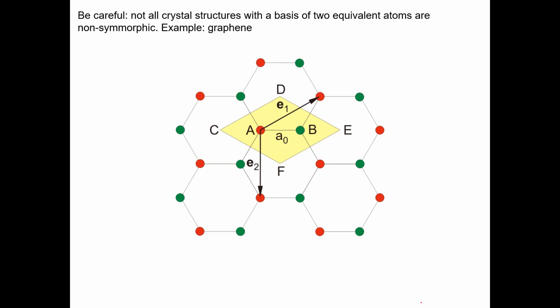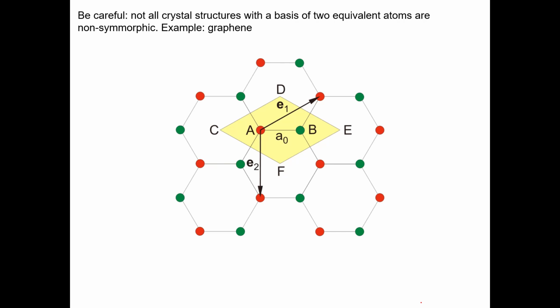Okay. Let me talk about a simple example that shows us that sometimes we need to be careful: not all crystal structures with a basis of two equivalent atoms correspond to a non-symmorphic group. Because it seems that whenever we have a translation in our system with a lattice, with a vector that is smaller than a primitive lattice vector, then it seems that we would have a non-symmorphic group. But this is not the case, and let me explain to you why.